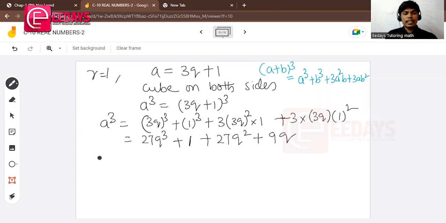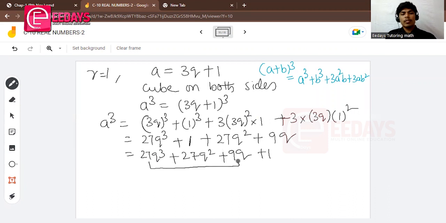Now in this I just rearrange like this: 27q cube plus 27q square plus 9q. I can rearrange like this. Why? Because if you take common from these terms, what do we have to take common? Let's take 9 as common, so you'll get 9 into (3q cube plus 3q square plus q) plus 1.